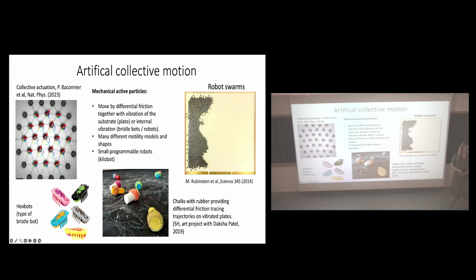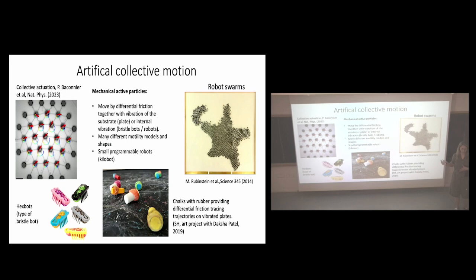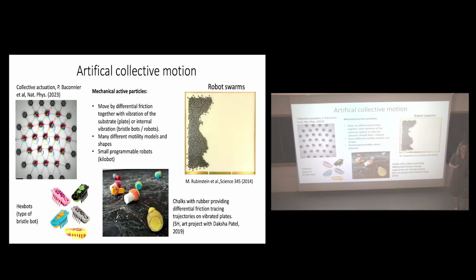You can also, and let me play that movie again, make this work using robots. These are called kilobots. They're small programmable robots. In this particular case, they've been programmed to sort themselves out to make a star, not completely freely, but something in between programmed and self-assembled.